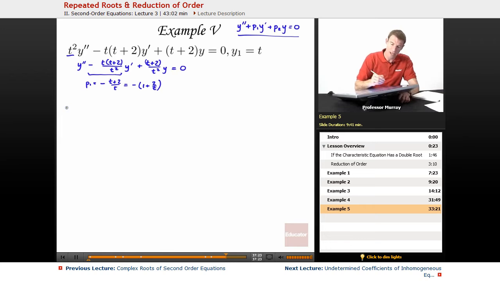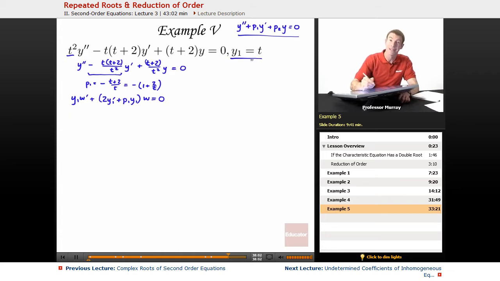So I'm going to work with that, and I'm going to use the formula that we had for reduction of order. Let me remind you what that was. We went over this in the lesson overview, but that was quite a few minutes ago, so I'll remind you what that formula was. It's y1 times w prime plus the quantity 2 y1 prime plus p1 y1 times w is equal to 0. The idea here is that we don't know what w is, but we know everything else. We can fill it in and then solve a first-order differential equation for w.